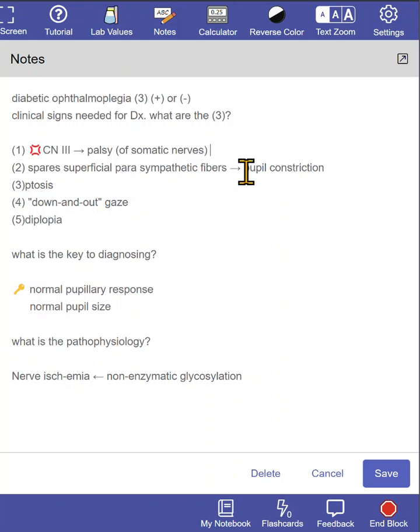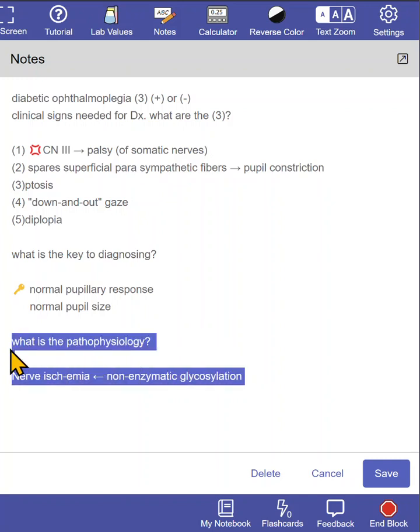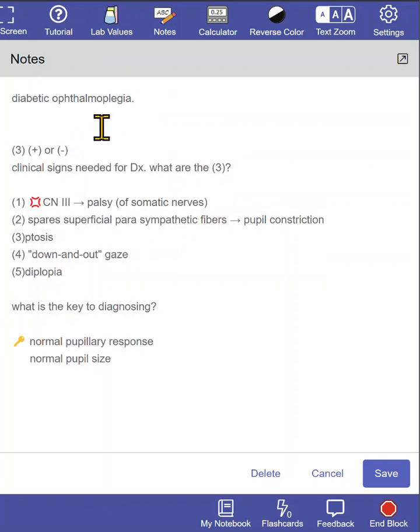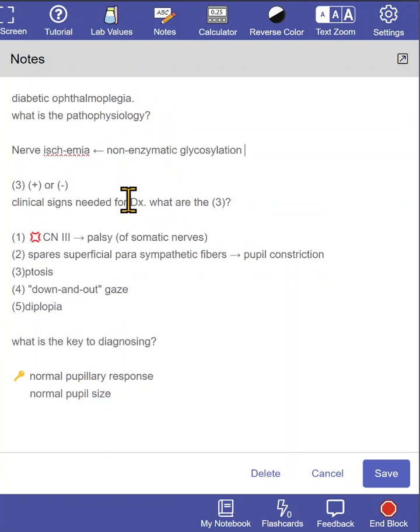This is the clinical picture, but I think the pathophysiology is more important, so I want to do that first. It's nerve ischemia from non-enzymatic glycosylation of the vasculature. You need 3 plus or minus clinical signs, positive or negative, for diagnosis. What are the 3 signs?